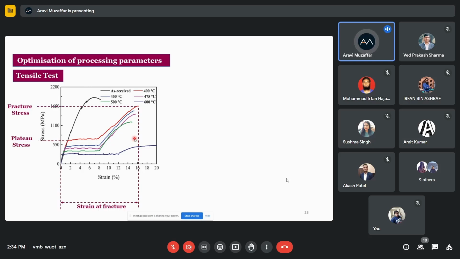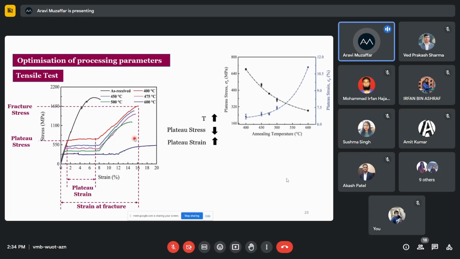Again, to quantify the effect, we have looked at the fracture stress, the strain at fracture, the plateau stress, meaning the stress at which the transformation begins, and the plateau strain, meaning how much strain is required for the complete transformation of one phase to another phase. We have seen that with the increase in the annealing temperature, the plateau stress decreases, as is quite clearly observed here, whereas the plateau strain is increasing.